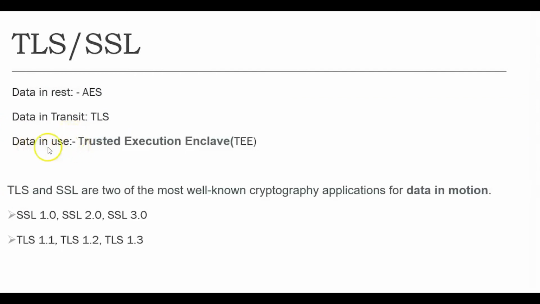There is one more concept, data in use. There is a TEE, Trusted Execution Environment, that we'll cover later. That is also a concept to secure data when it is in use. But we will cover TLS and SSL in detail. TLS is Transport Layer Security. SSL is Secure Sockets Layer. You might have seen that an SSL certificate has expired.